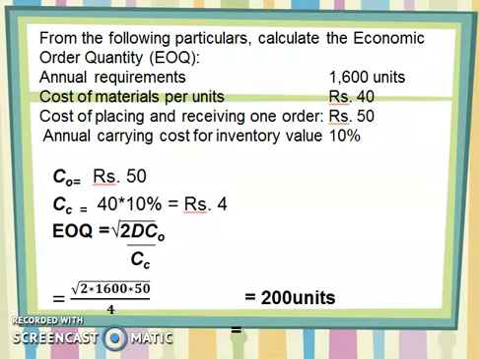The formula for calculating EOQ was under root 2 D CO over CC. So, 2 into D, that is 1600, into 50, that is ordering cost, over CC, that is rupees 4. It comes equal to 200 units. So this 200 units is actually our economic order quantity.